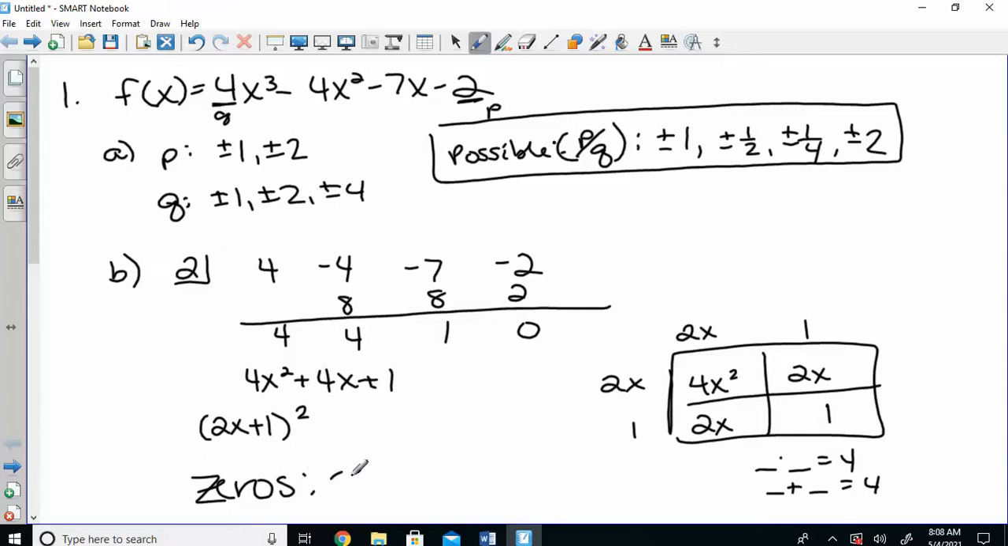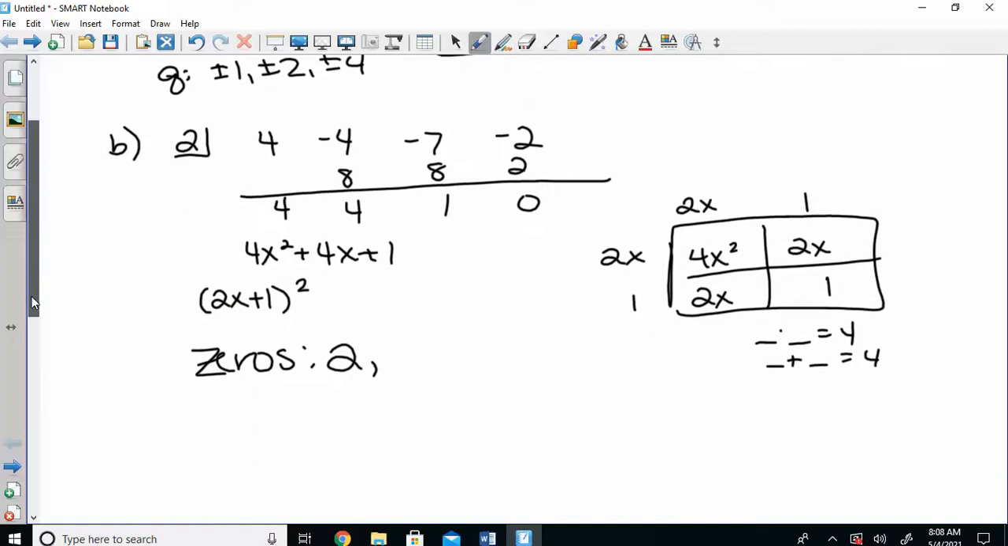Two was a 0. The other one comes from this 2x plus 1. If you set 2x plus 1 equal to 0, you subtract your 1, divide by 2, you get -1/2. Now that one showed up twice, so what did we put with that? Multiplicity 2.